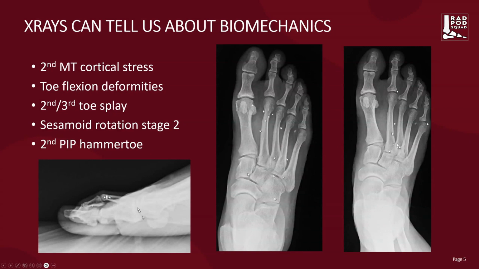In other patients, we might actually see flattening of the second metatarsal head as the biomechanics of the second MTP joint is altered, creating a situation that creates accelerated osteoarthritis through our second MTP joint.